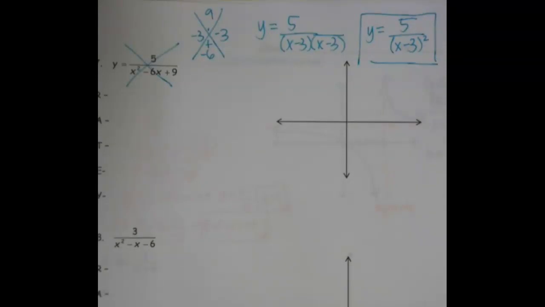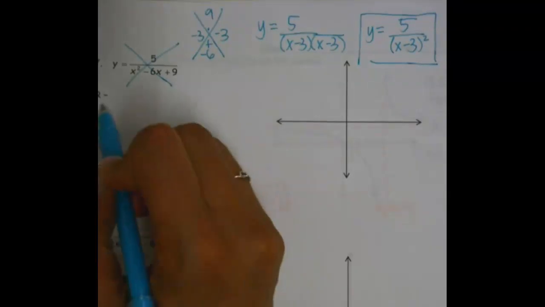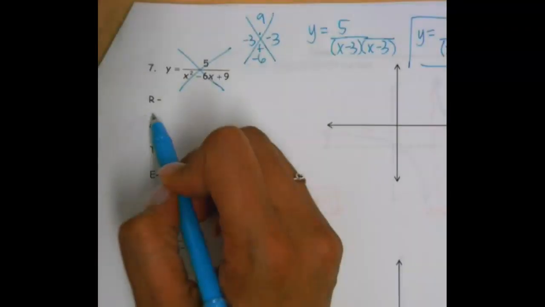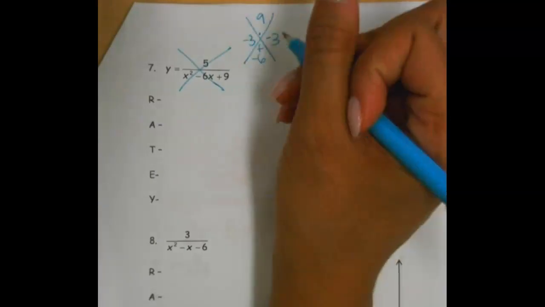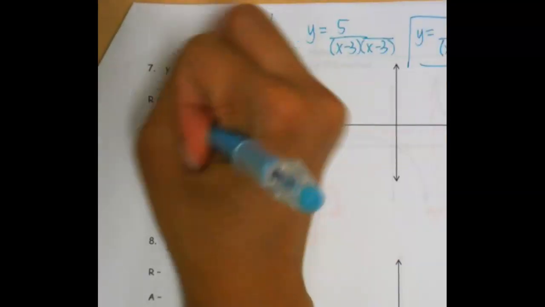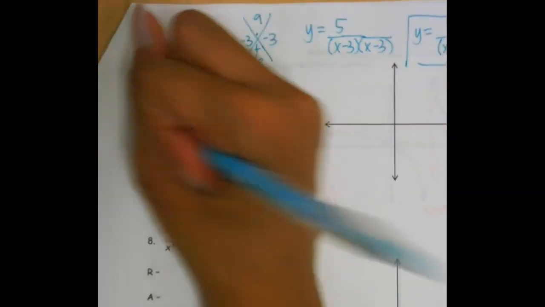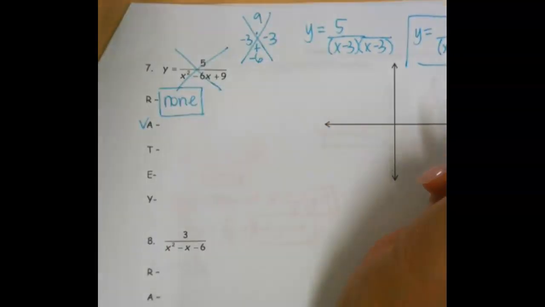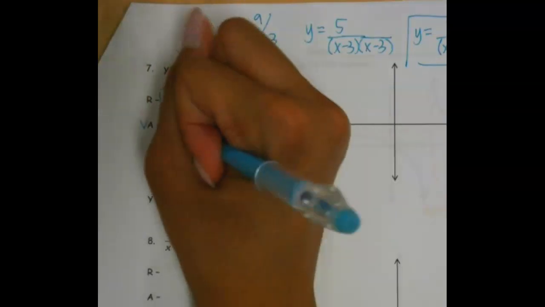All right, let's see. For the R, for radi, these are your roots. Andrea, what's the roots here? None. There are no roots. Perfect. For your vertical asymptote, or excuse me, what are the vertical asymptotes? Give me the equations. Or equation. X equals negative 3?